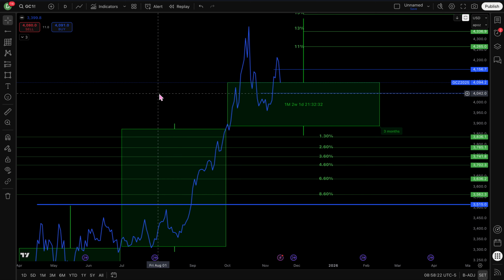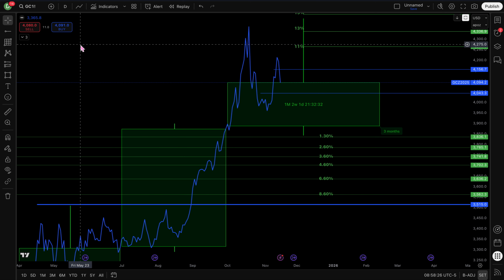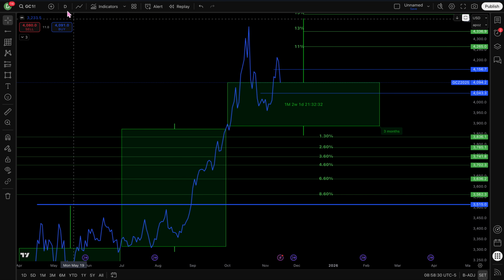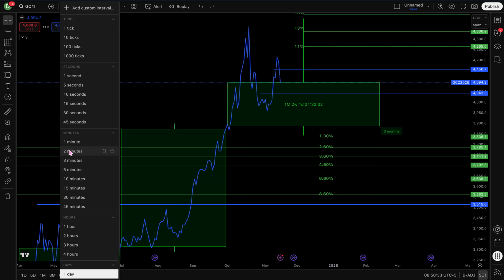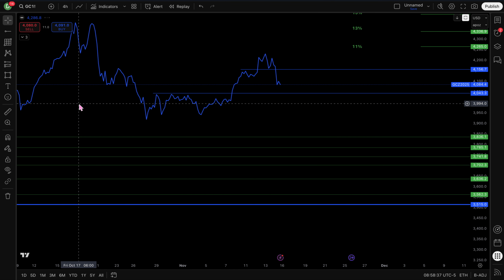So right now, currently price is showing us more selling pressure. So that's what we're going to continue to follow until it flips back bullish. But I do believe the overall trend is still going to be bullish. I think we might just be having some selling pressure right now. So let's go back to the 4-hour.